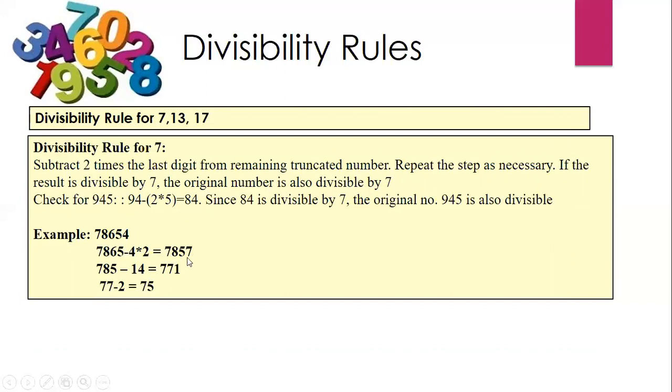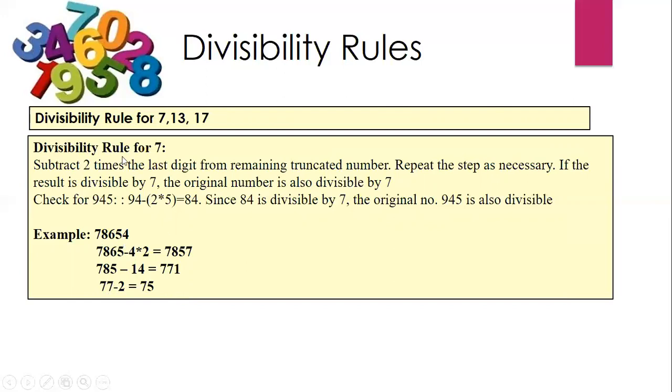Now, if I am unable to tell, I need to repeat the process. Double the unit digit, which is 14. 785 minus 14 is equal to 771. From this itself, I can say it is not divisible by 7. But again, we'll take double the last digit, which is 2. 77 minus 2, which is 75. 75 is not divisible by 7. So we can say the whole number will not be divisible by 7.